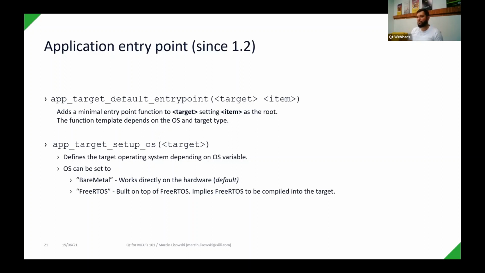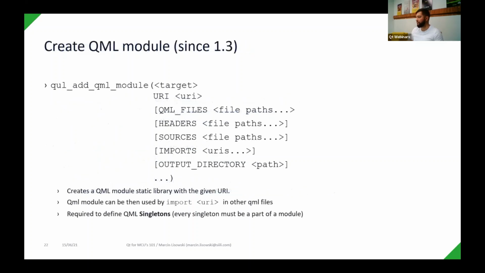And app target setup OS is just setting up the things needed to run an operating system. So if you are going to use the FreeRTOS reference implementation, you'll probably need to run this macro to connect some initialization and the parts of Qt for MCUs that are normally not included there. This is to add the system-specific things.